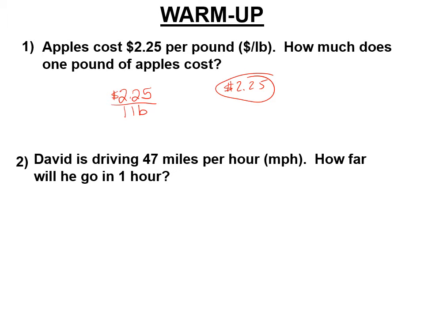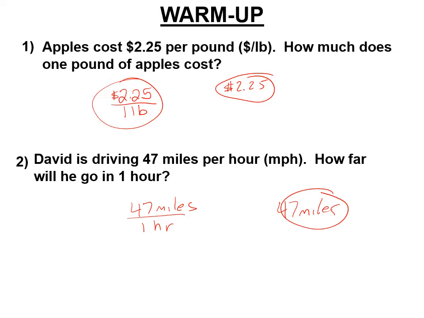David is driving 47 miles per hour. How far will he go in 1 hour? Well, 47 miles per hour is the distance in miles you go in 1 hour. So the answer to that is 47 miles, not 47 miles per hour. He'll go 47 miles in 1 hour. All right, so $2.25 for 1 pound and 47 miles in 1 hour are unit rates. And we're going to be looking at more unit rates today.